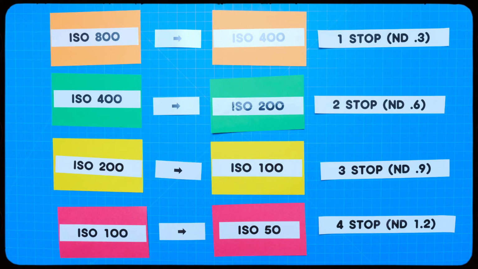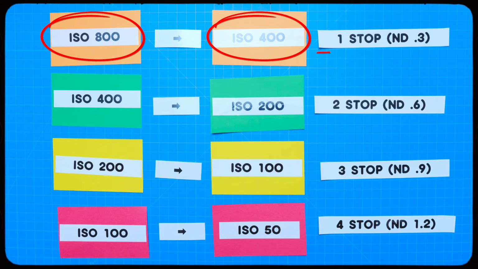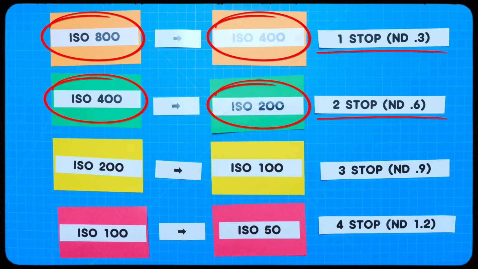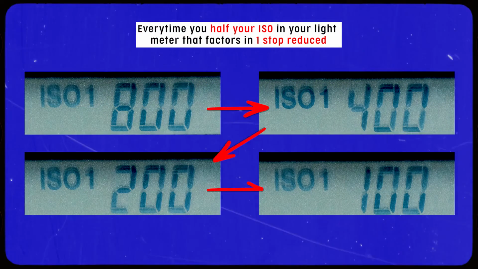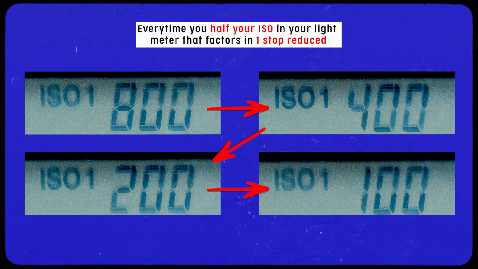Each time you cut the ISO in half, that is one stop. So going from ISO 800 to ISO 400, that's one stop. Going from ISO 400 to 200, that's another stop. So knowing this, you can cut your ISO in half multiple times until you arrive at the amount of stops of ND you are using.